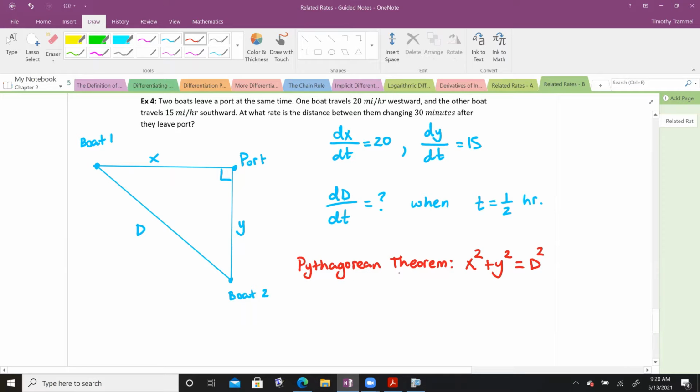And so we're going to differentiate this. So we'll get a 2x. And remember, x is a function of time, so I need to tack on a dx dt here. And also remember, y is a function of time, so I need to tack on a dy dt. And the distance between them is also changing with time, so I'm going to need a 2d dd dt.